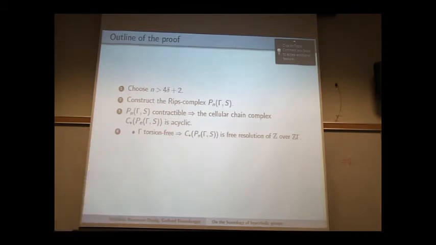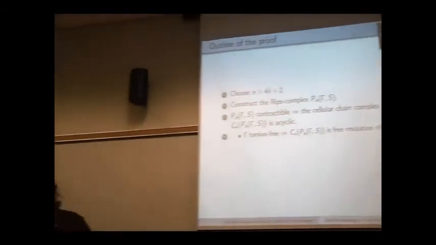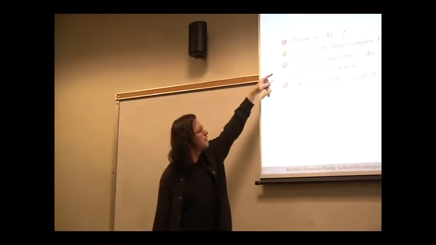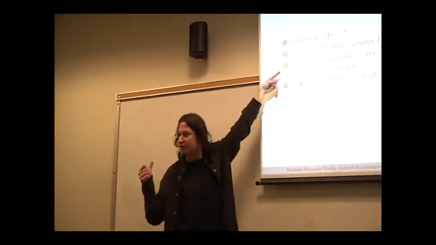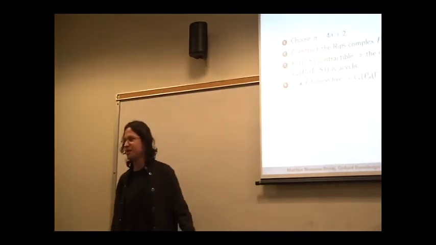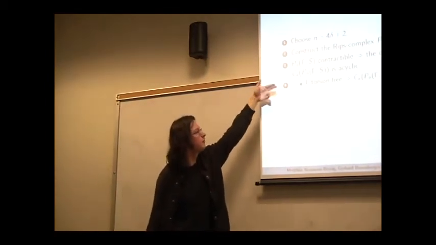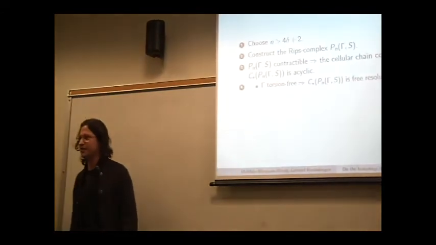Okay, so that was the proof for the torsion-free case, and in fact, this is the universal cover of the Eilenberg-MacLane space I talked about earlier. So the Eilenberg-MacLane space would be the Rips complex modulo the group action.